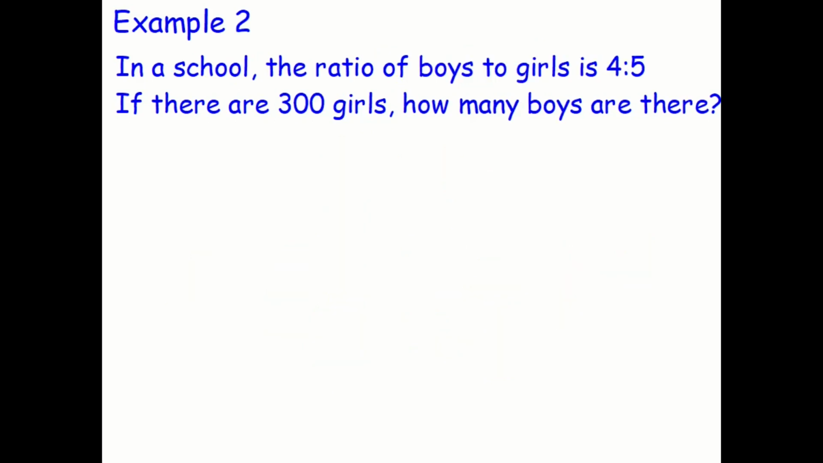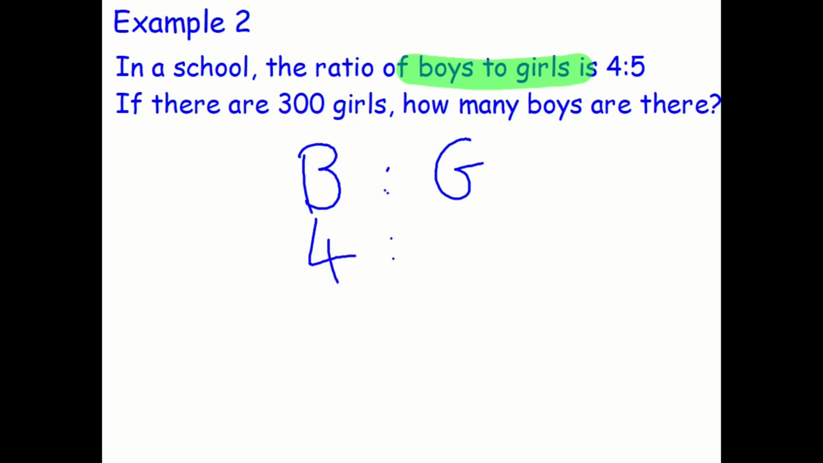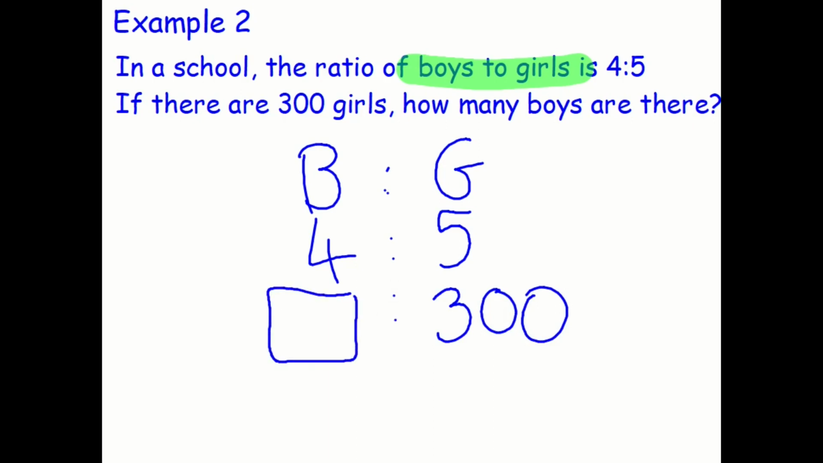Example 2. In a school, the ratio of boys to girls is 4 to 5. If there are 300 girls, how many boys are there? Just like we did in the last question, read the question. If it says boys to girls, that's what you write down. Boys to girls, 4 to 5. This time it says if there are 300 girls, how many boys are there? So there's 300 girls, so I'm going to put 300 under this side, and this is what they are asking for.